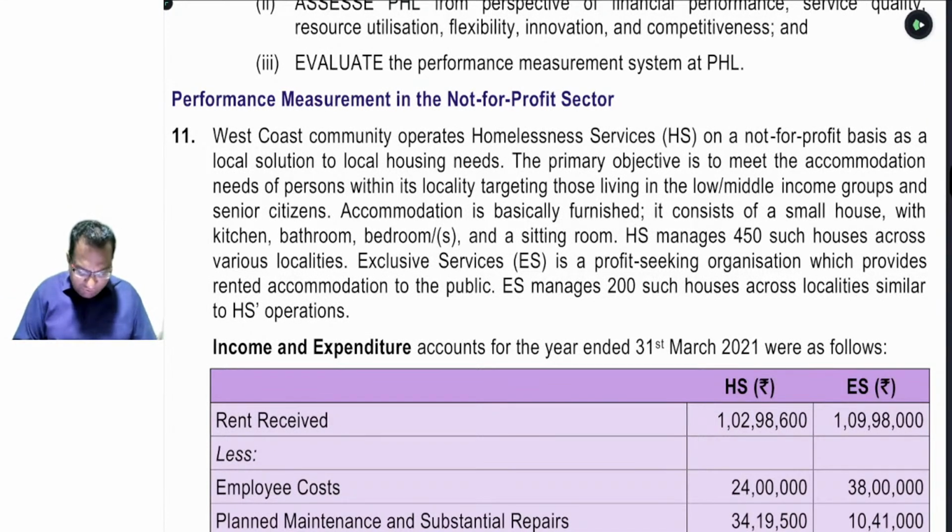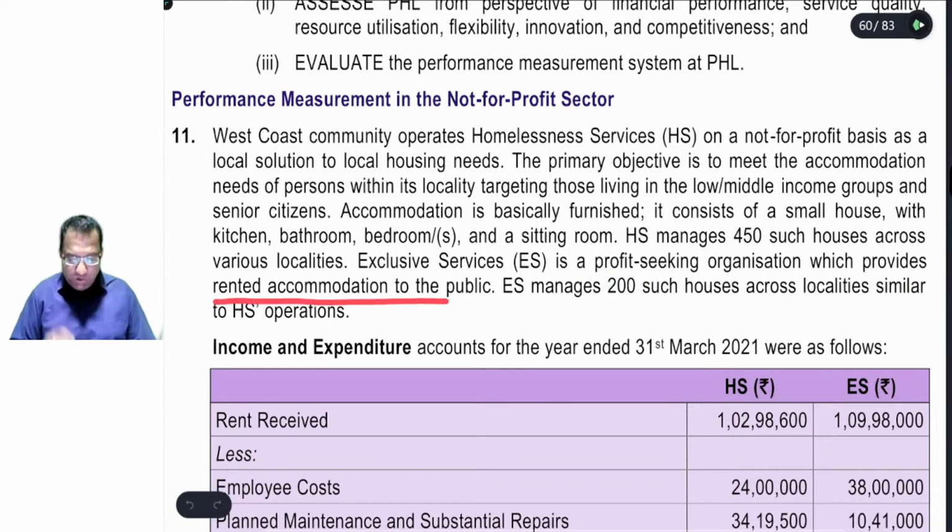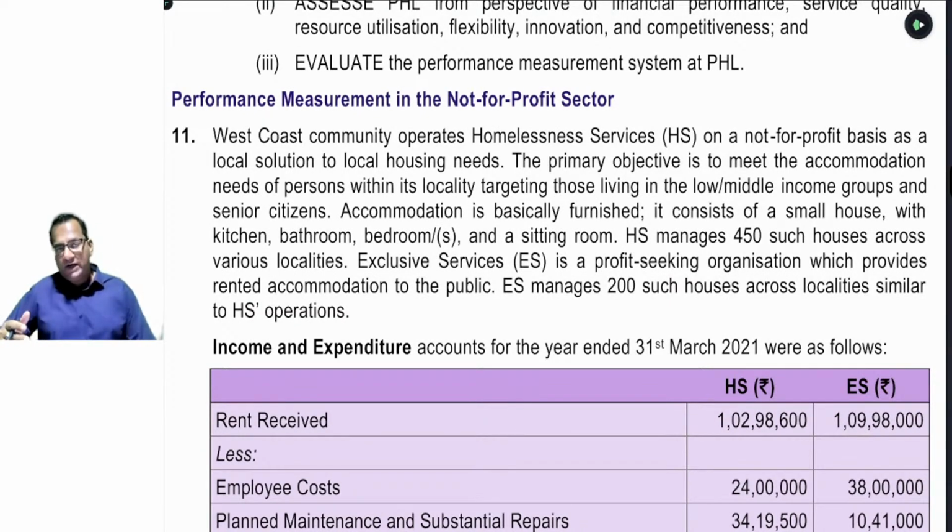Exclusive Services, abbreviated EF, is a profit-seeking organization which provides rented accommodation to the public. We are a not-for-profit organization, and we are comparing our performance to an organization in the profit sector. Definitely, the best way to compare is with a not-for-profit organization, but there might be no other player in our community providing the services that we provide on a no profit, no loss basis.